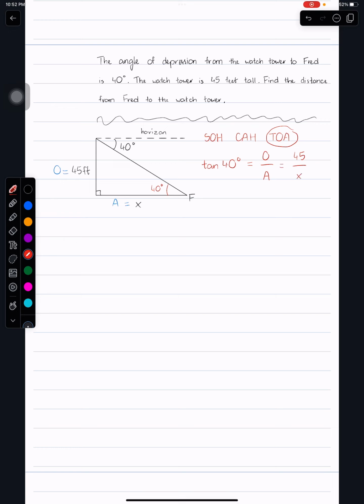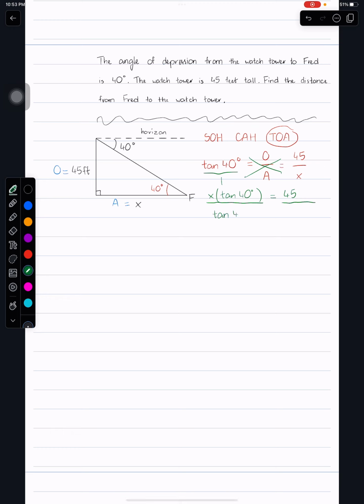So first thing first, we're going to multiply everything by X. That's one way to do it. Or if you want to, you can also think of tangent 40 as tangent 40 over 1, and then multiply crossways like that. So you would end up having X times tangent of 40 degrees equals 45 times 1, which is 45. Okay? And in order to solve for X, we have to get rid of tangent 40 by dividing both sides by tangent of 40.